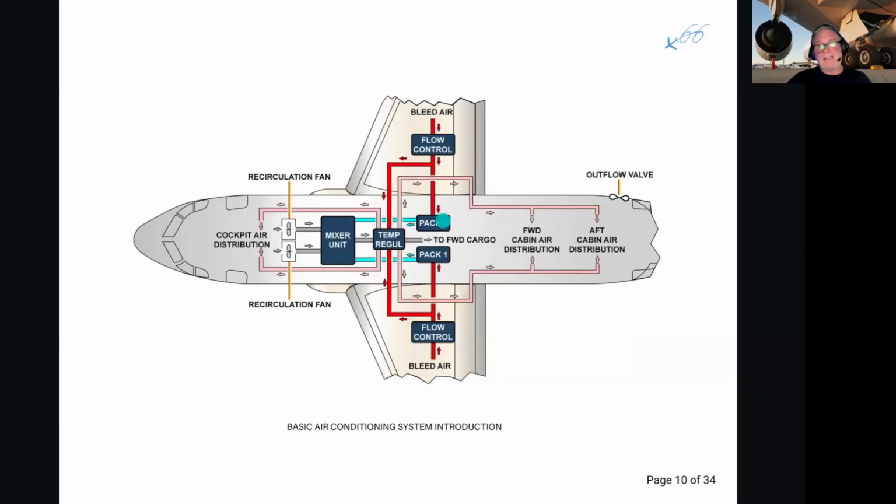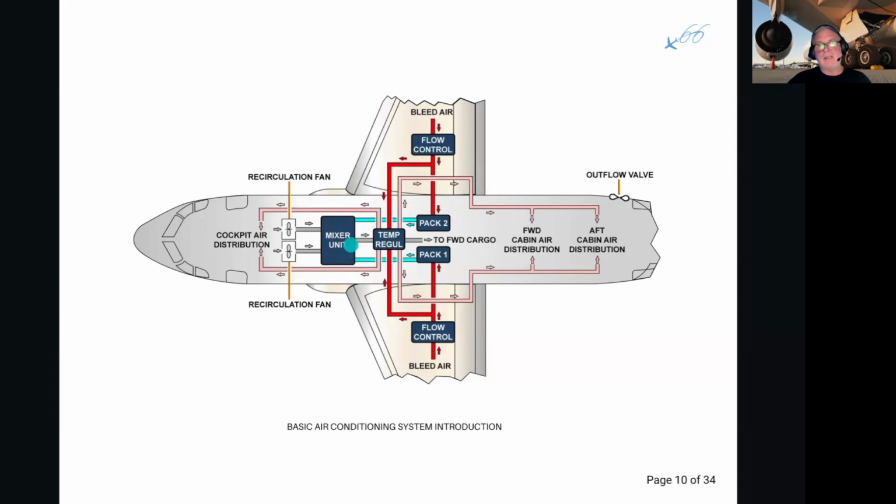So we have two packs where hot air from the engines, which are on the wings, come to the packs, which are on the belly of the aircraft. And from these packs, we have the 200-degree hot air that comes in, and out of the pack comes this cold air, freezing cold, like 0 degrees. Freezing cold air goes to this mixing unit.